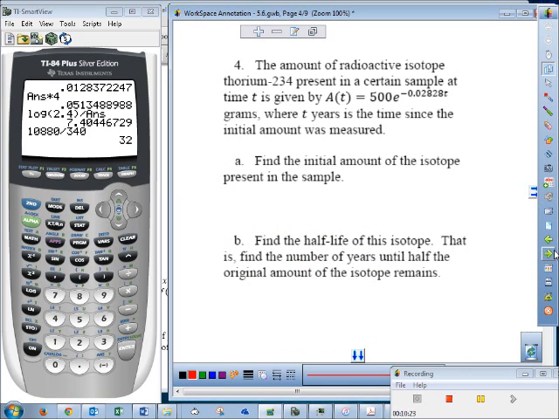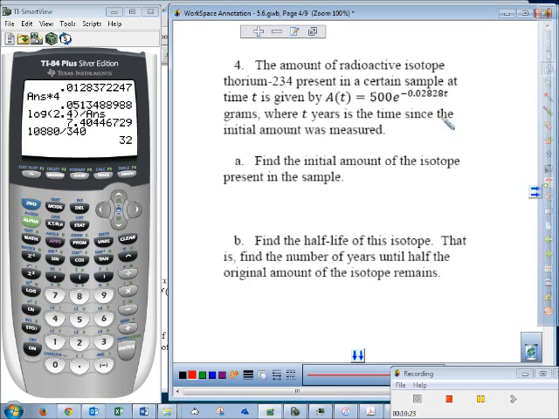Next, half-life problems. The amount of radioactive isotope thorium-234 present in a certain sample at time t is given by that cool formula right there, where t is the time since the initial amount was measured. Find the initial amount of the isotope. Two ways to think of it. The initial amount is when time is 0, right? Like according to your experiment, time hasn't passed yet.